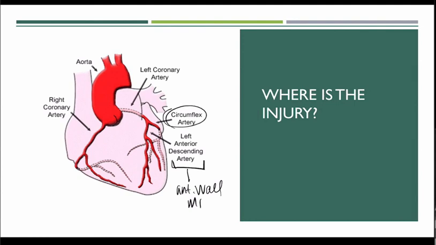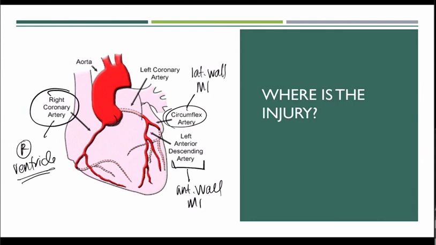Whereas that circumflex artery that wraps around, this is your lateral wall MI. It wraps around the lateral wall. You can get some left atria, a little bit of the posterior wall, but the big impact there is your lateral wall. Your right coronary artery is going to be your right ventricle. So if that's the artery that gets blocked, your right ventricle will be affected by the MI.